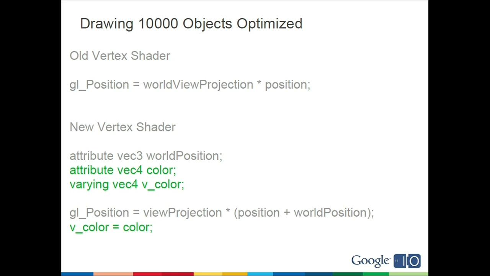We also have to pass in our color. We're getting our color out of our buffer, and we're going to pass it through a varying over to the fragment shader.